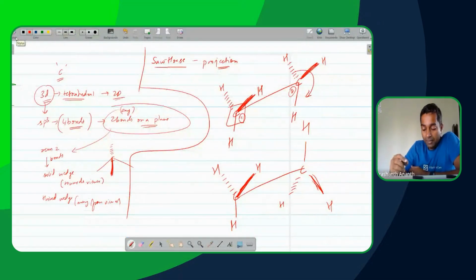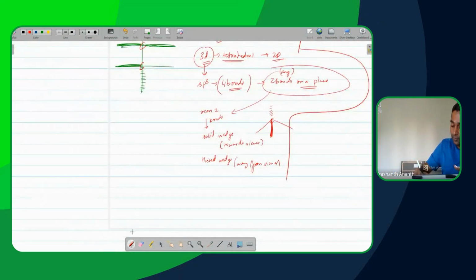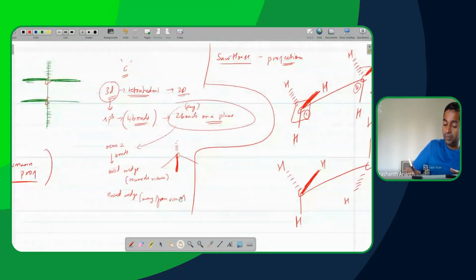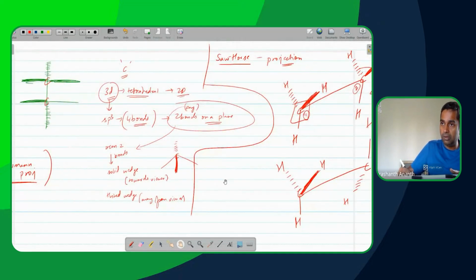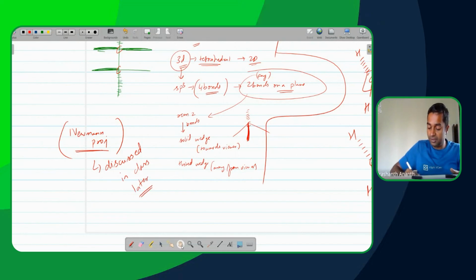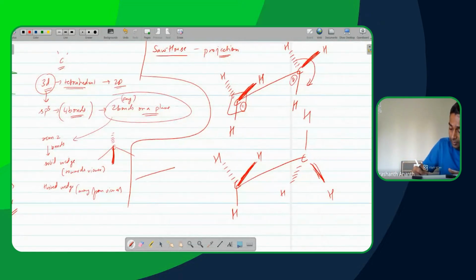Now, let's come back to the next way which we can look at a molecule of this sort. The next way to look at a molecule is called the Newman projection. I'll not discuss this now. Your teacher will definitely end up discussing this in class later. We'll discuss the third type. The third type is called the Fisher projection.